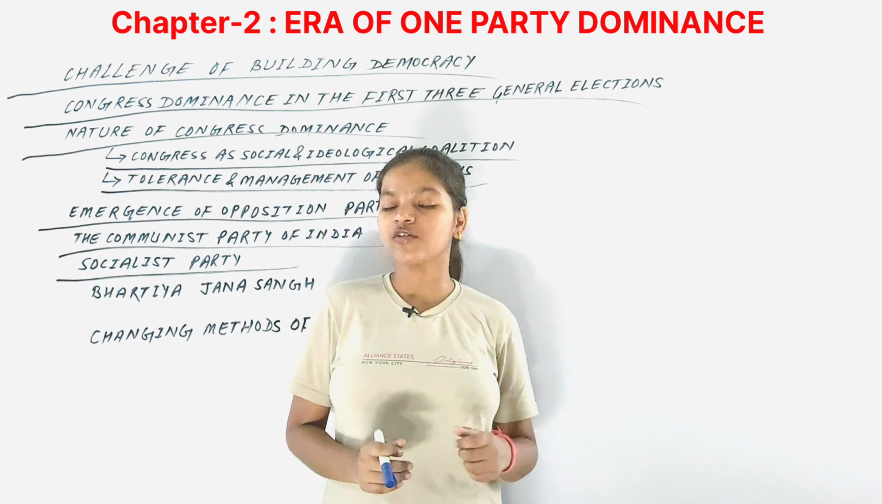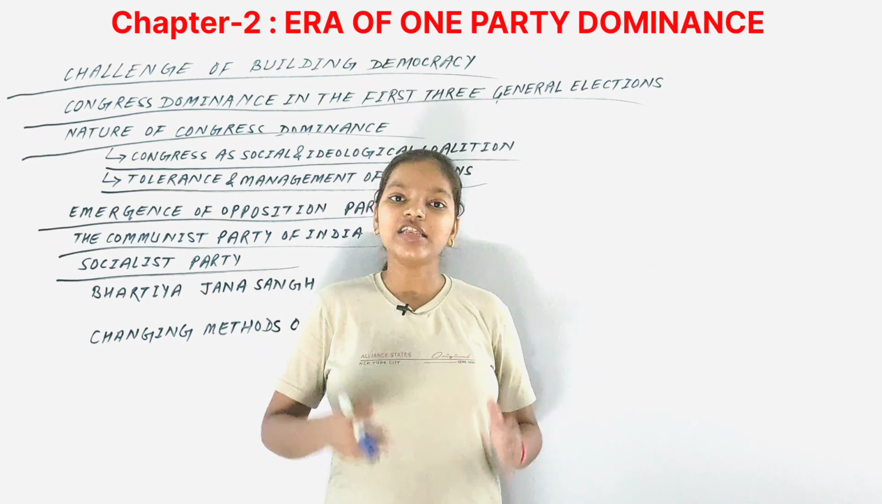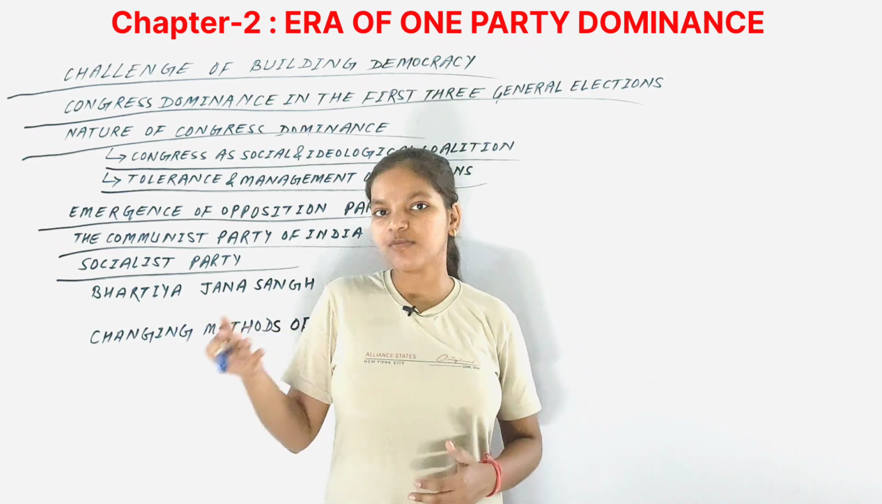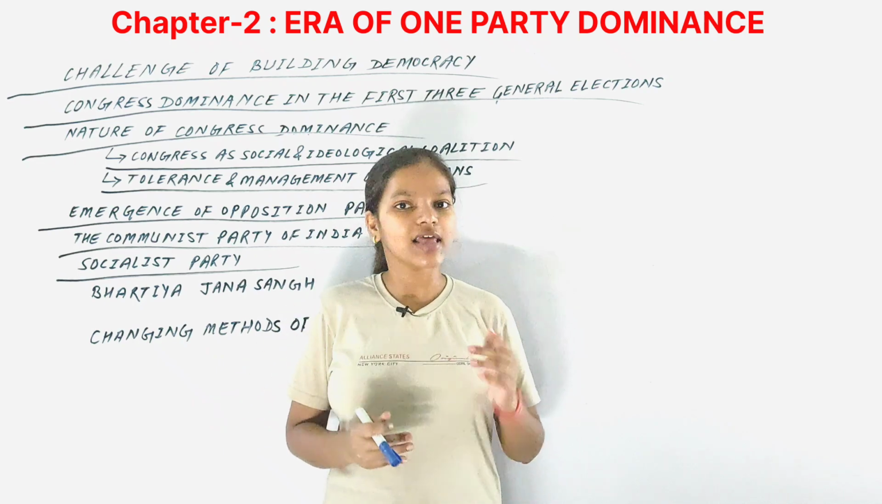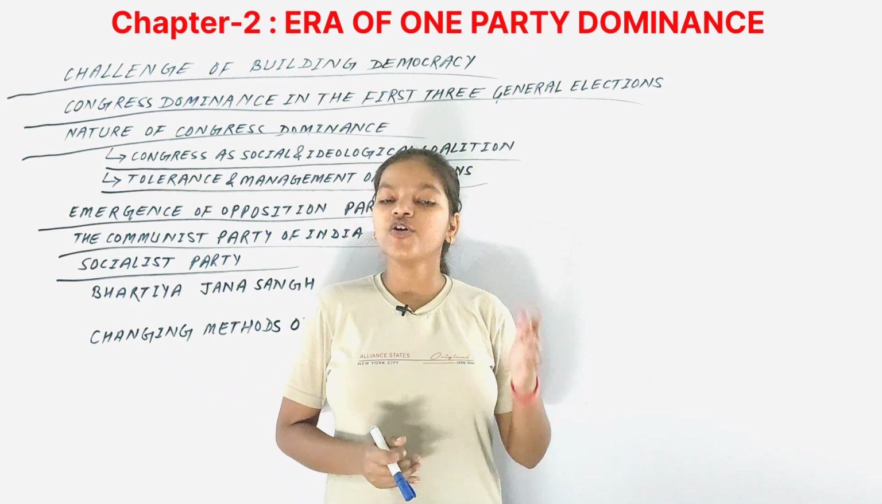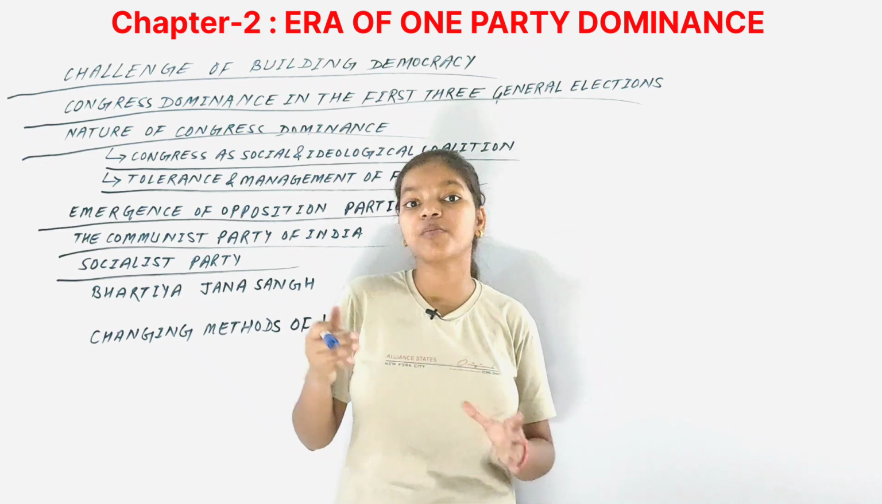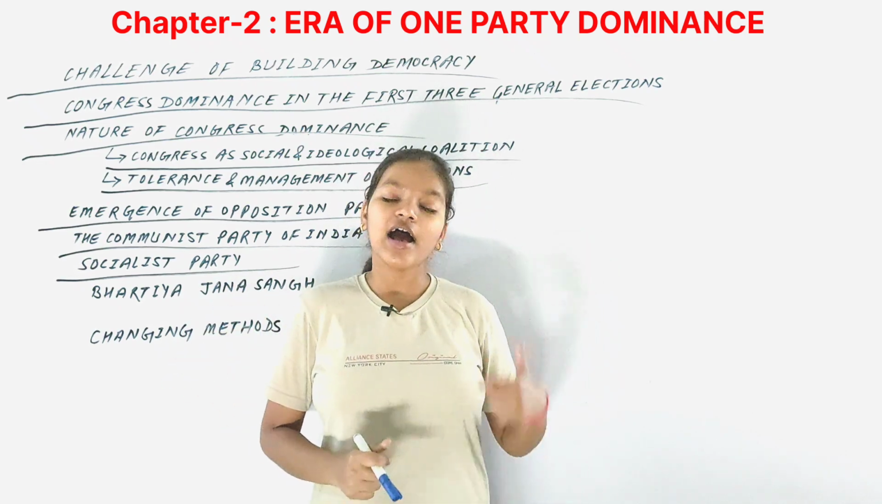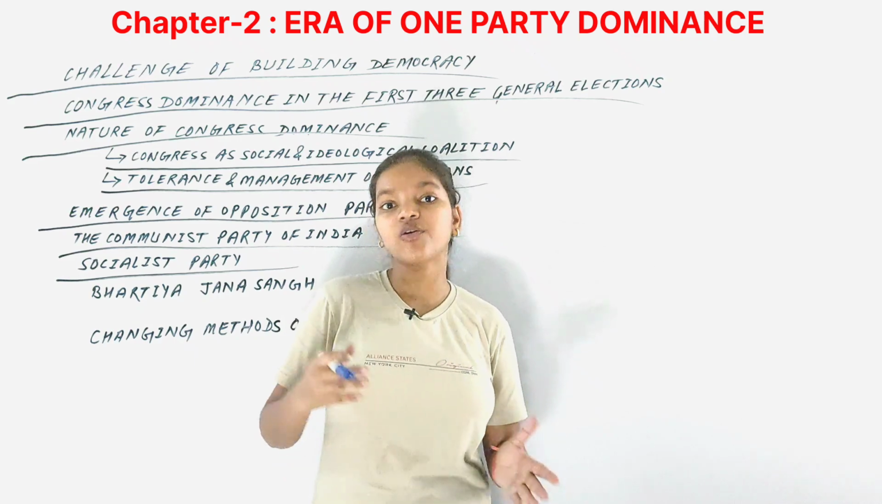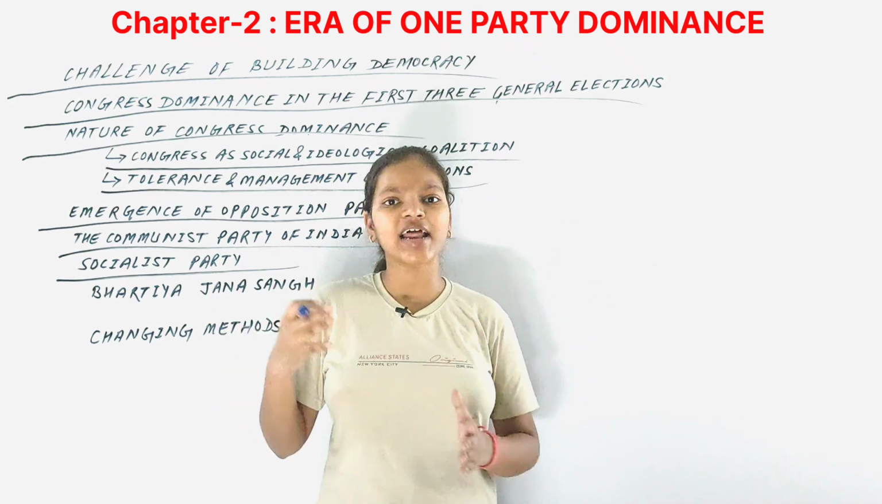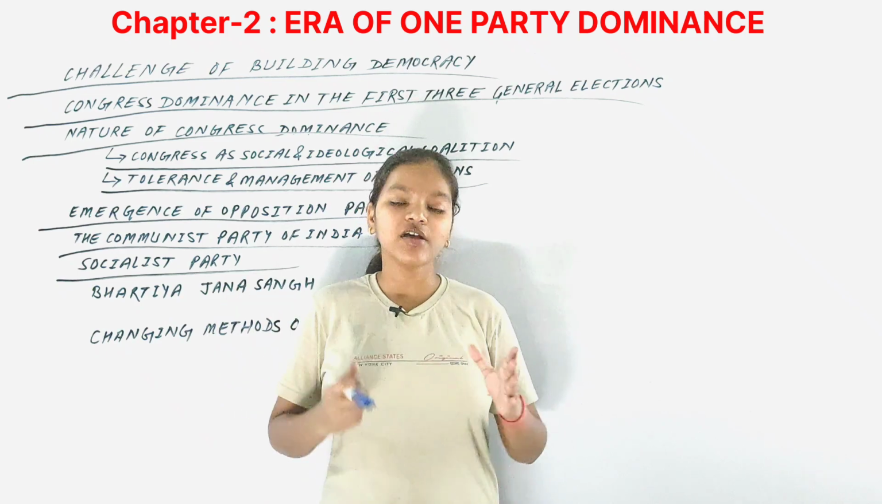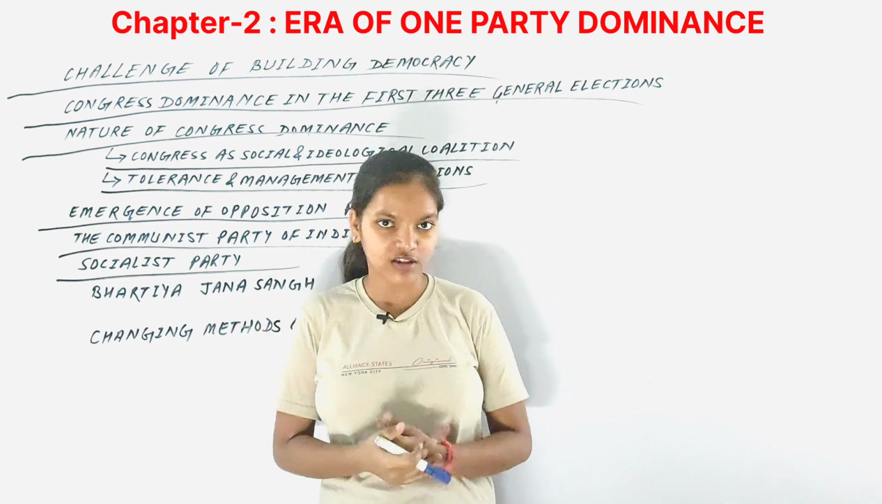Some major leaders of the Socialist Party were Jayaprakash Narayan, or in short JP Narayan, of whom Jawaharlal Nehru was very fond. In the first cabinet of the country he even invited him to be a part of the Congress Party. Other notable leaders were Ram Manohar Lohia and Ashoka Mehta. We can say that there were many leaders in the Socialist Party.